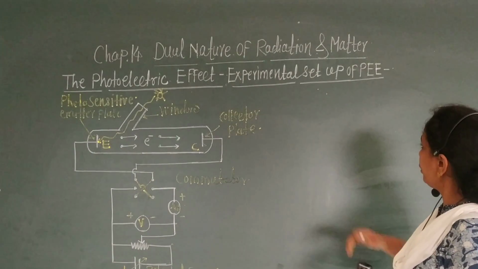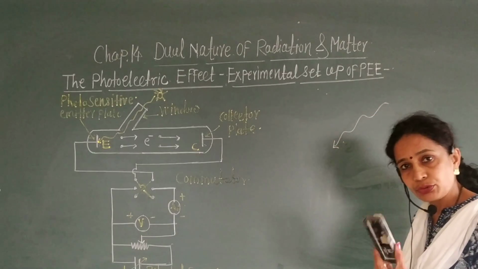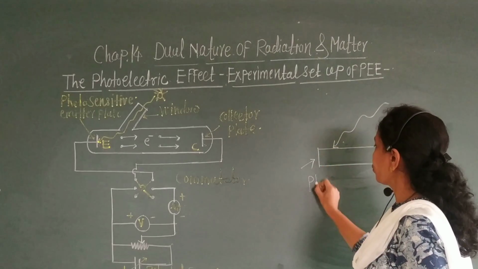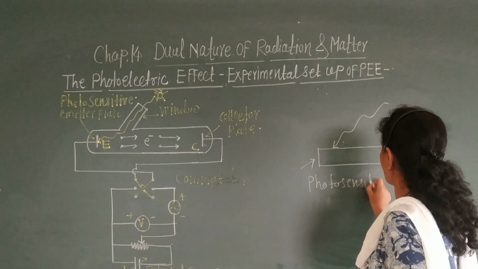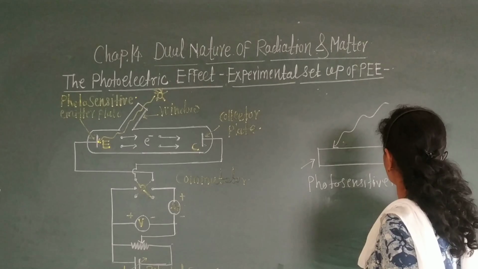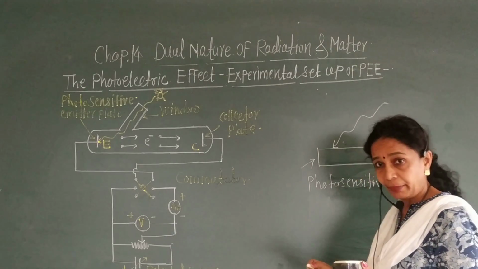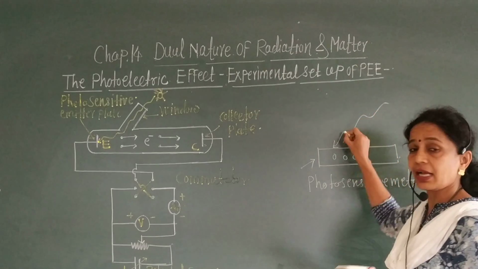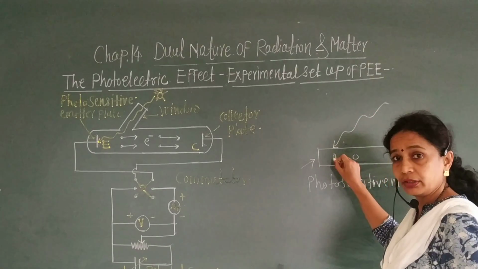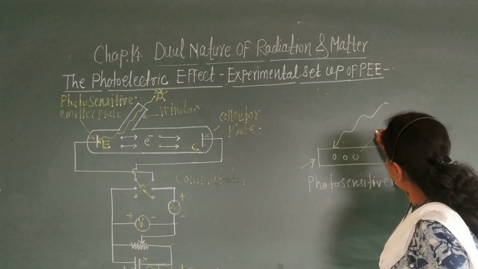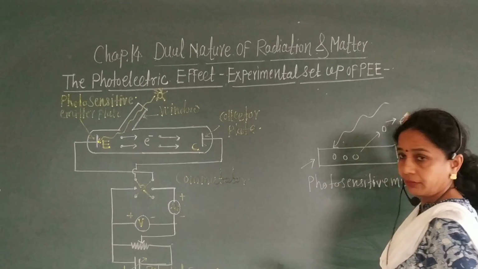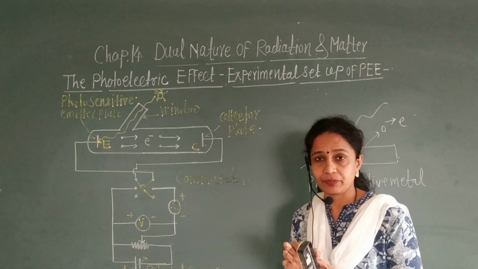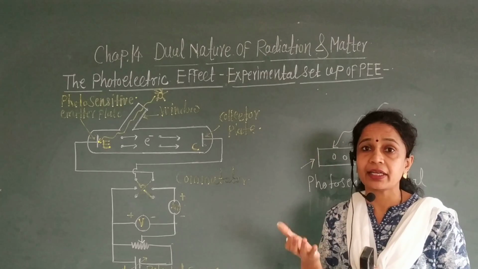When ultraviolet light of suitable frequency is incident on photosensitive metals such as zinc, cadmium, magnesium, then these metals, which consist of electrons, emit electrons when this ultraviolet radiation is incident on them. That phenomenon is called the photoelectric effect.